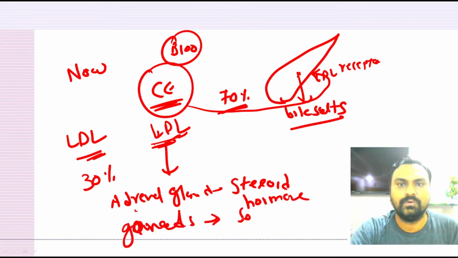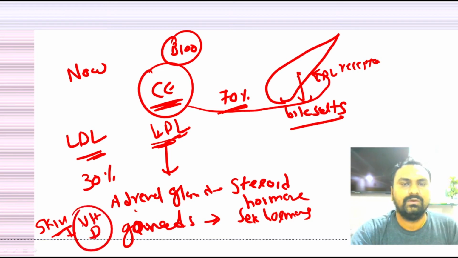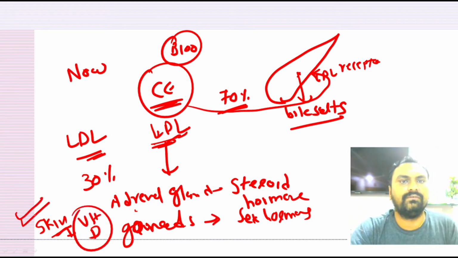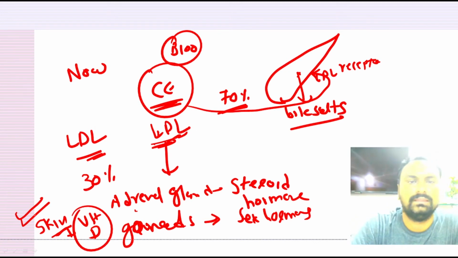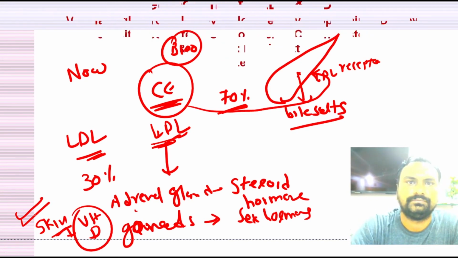It is required for the formation of sex hormones. Then skin will take up the LDL. They have an LDL receptor and it will take up the LDL because here we require the synthesis of vitamin D. Okay, all the peripheral tissues that require cholesterol have an LDL receptor, and LDL will transport the cholesterol to the peripheral tissue, right?